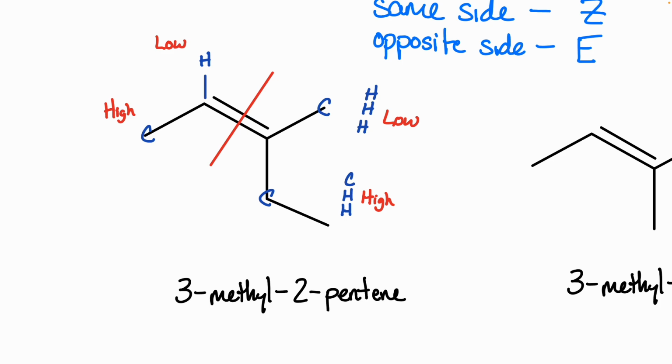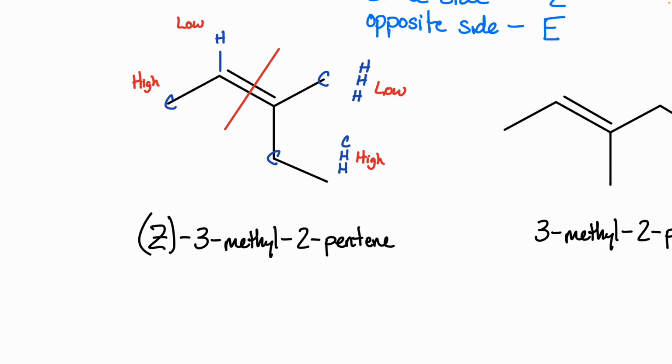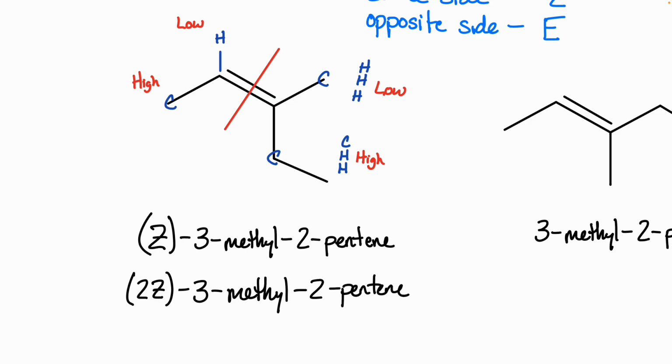All right, we build that into our name by putting it in parentheses out front. What's also acceptable, and what you have to do if there are multiple double bonds, is to indicate the position as well. So 2Z, 3-methyl, 2-pentene. Either one of these are acceptable.